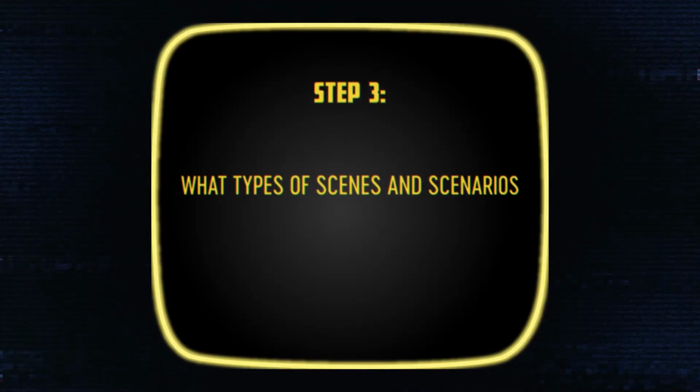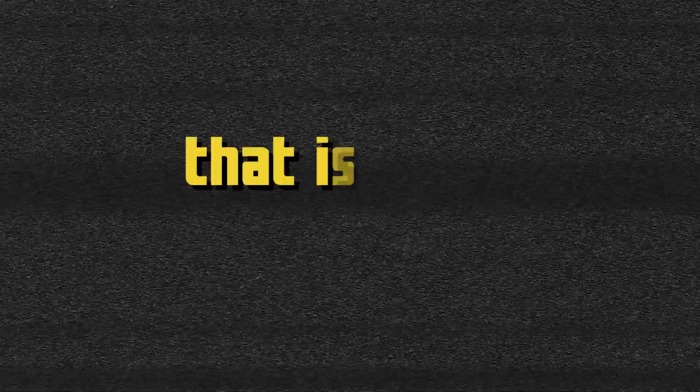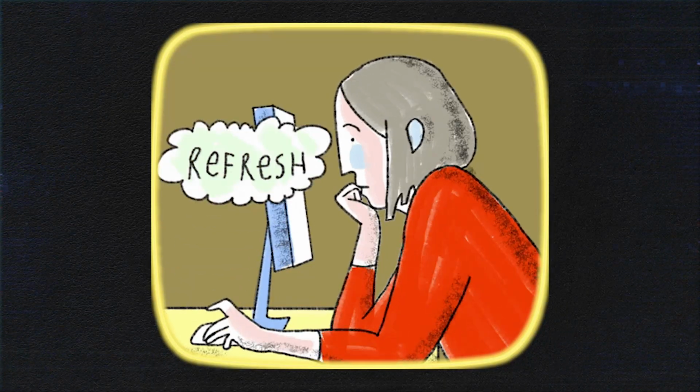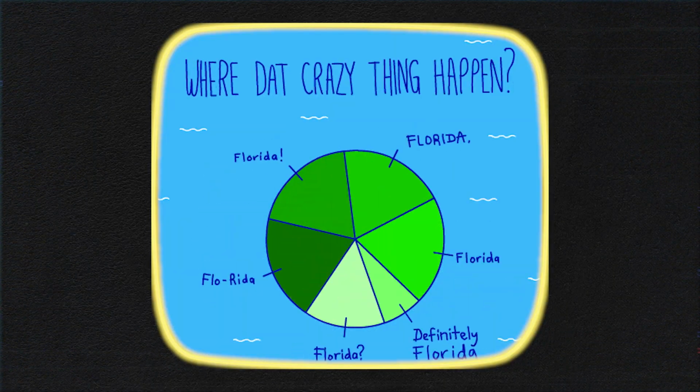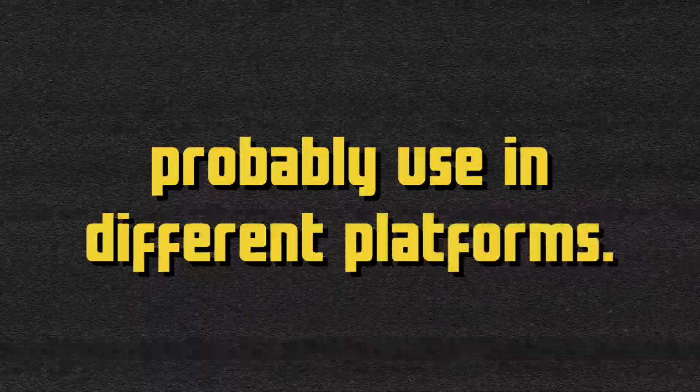Step 3, what types of scenes and scenarios do you need for this? Whether we're talking live action or we're talking animation, once you decide the types of scenes that our character is going to have, that is going to influence everything else yet again. If we're in the world of animation, are we animating characters? Are we animating graphs? Are we animating statistics? Whatever we're having to animate for the video, we're also going to probably use on the website. We're also going to use in the sales materials.